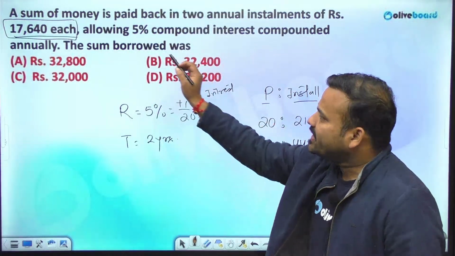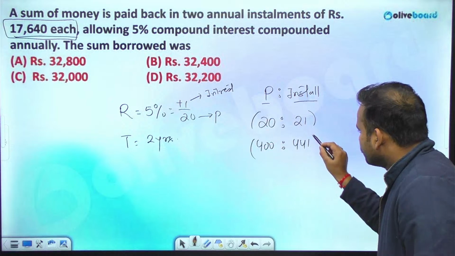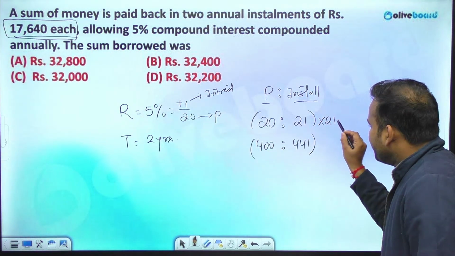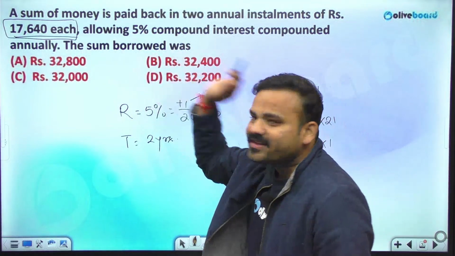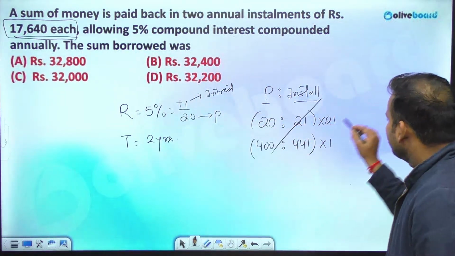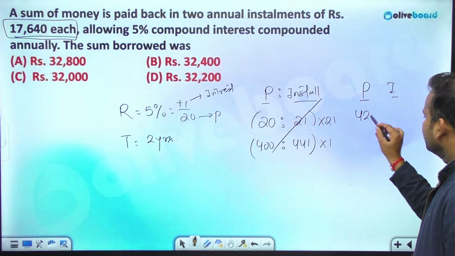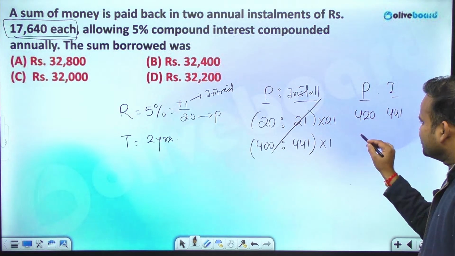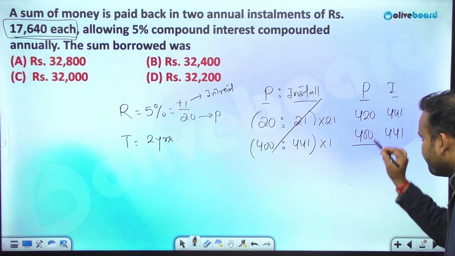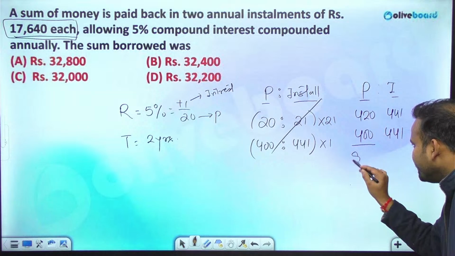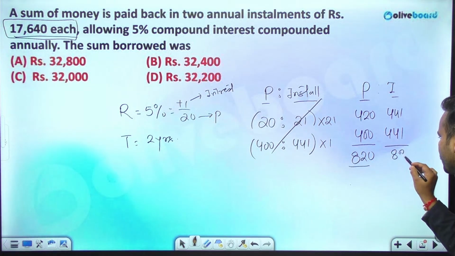The installment for each year being the same, so let's make this installment equal. By multiplying by 21, I am making it 441. Why am I doing this? Because the installment for each year is the same. So the ratio of principal to installment becomes 400 and 441, and this is 440 and 441. So basically, my principal what I have borrowed was 820, and I'm paying a total installment of 882.